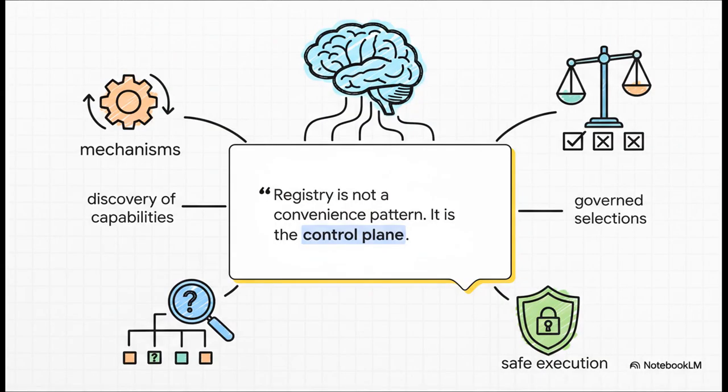Okay, let's really lock in on this because this is the single most important idea we're going to talk about. A registry isn't just some glorified dictionary you use to keep your code tidy. No, it is the control plane of your agent. Think about that. In any serious system, the control plane is the part that configures, manages, and directs everything else. It's the brain making decisions, completely separate from the hands doing the actual work. It's what gives you discovery, selection, and safe execution, the absolute bedrock of high autonomy.